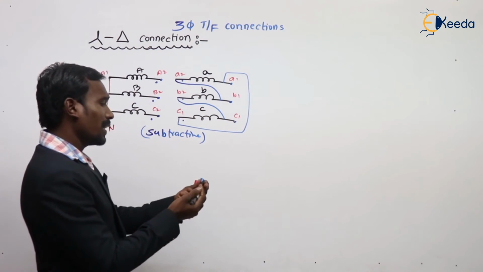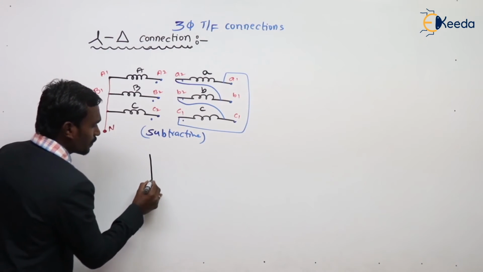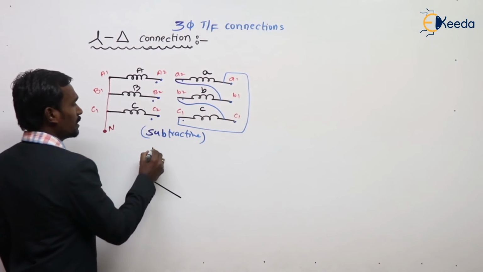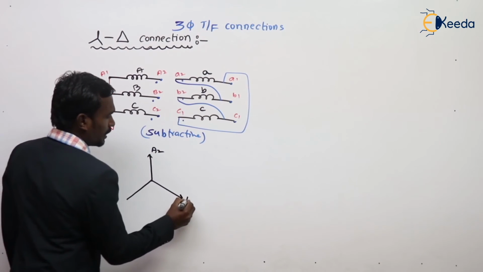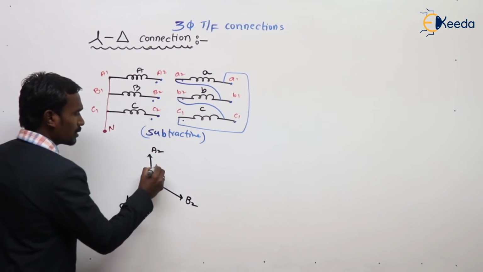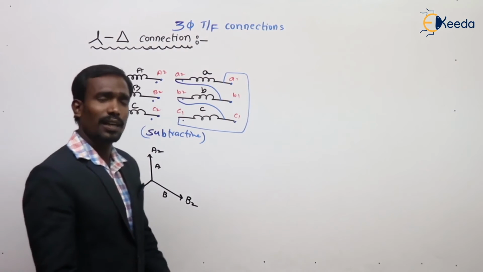So it is subtractive polarity. That's why first draw the arbitrary star. Here is the A2, here is the B2, and here is the C2. This is capital A, this is capital B, and this is capital C in the arbitrary star.